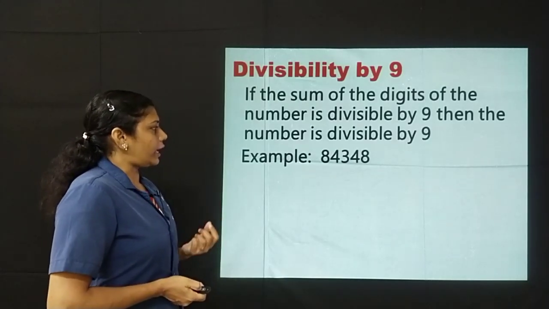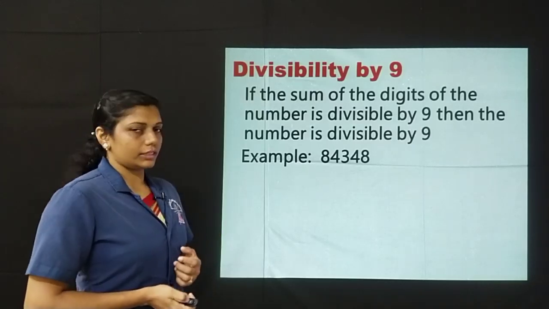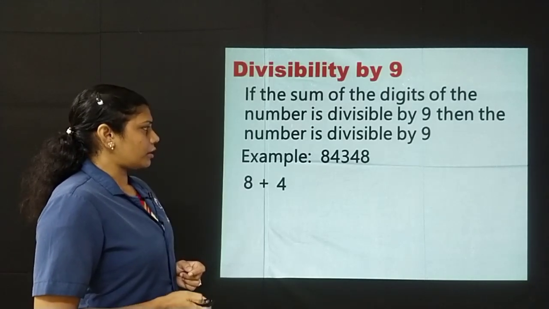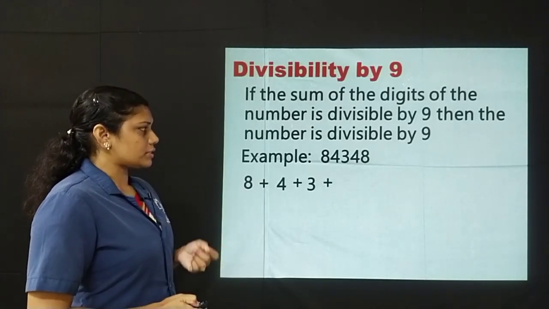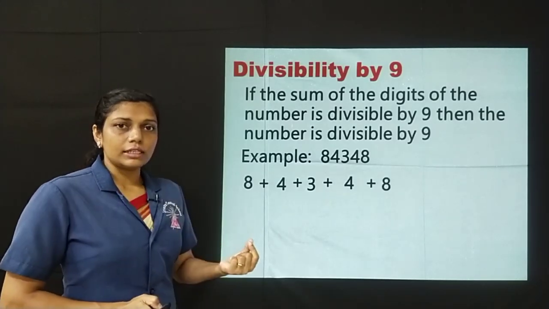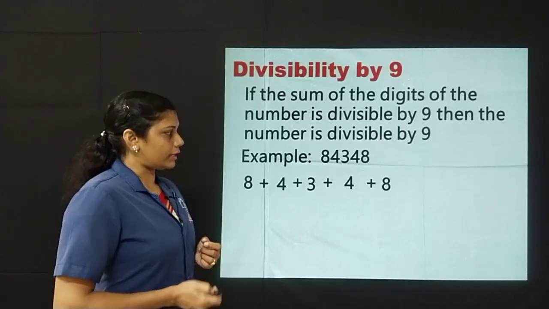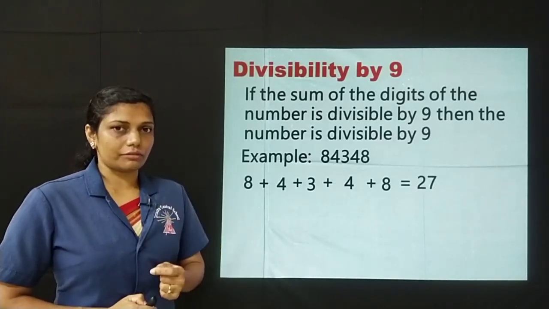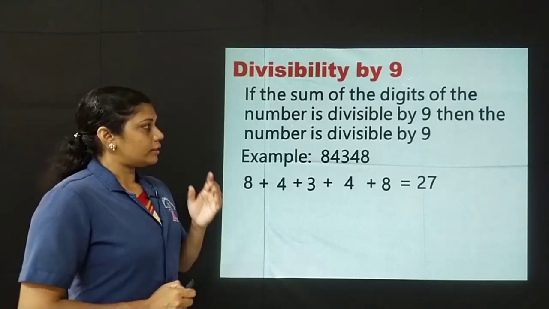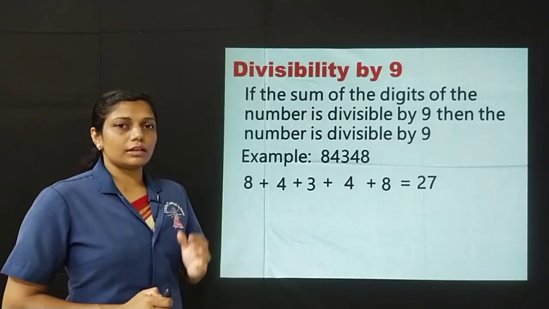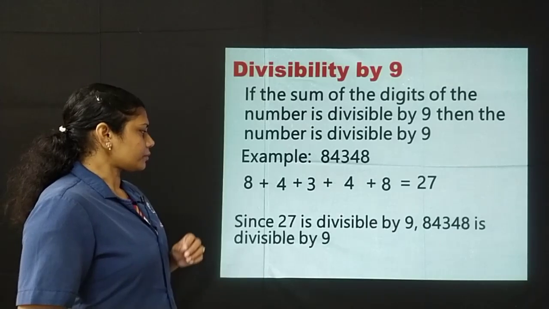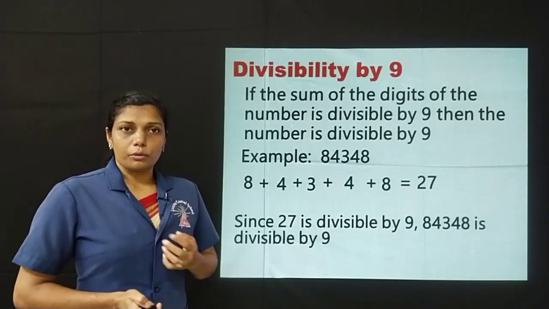Example, 84,348. Let us add the digits. 8 plus 4 plus 3 plus 4 plus 8. I have written all the digits of that number. If I add it up, I get 27. Since 27 is divisible by 9, the number 84,348 is also divisible by 9. Okay? I hope this is clear.